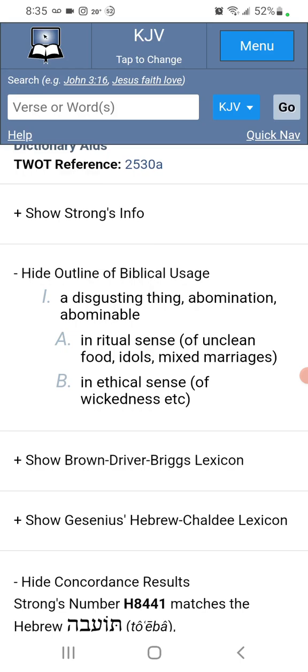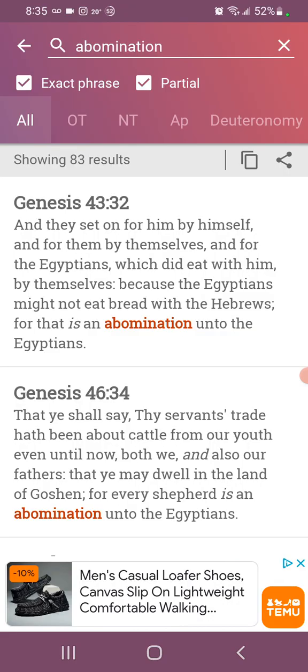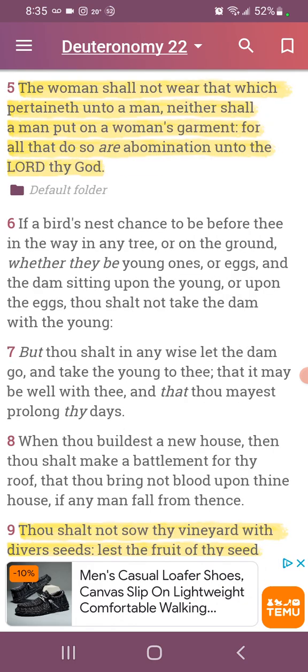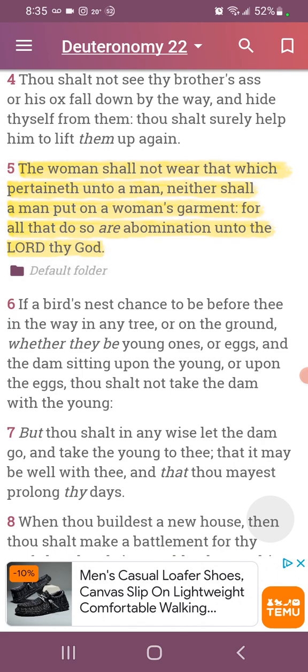So now let's get into the scriptures, right? We're going to get into Deuteronomy 22:5 and start right there. This is the book of Deuteronomy, chapter 22 and verse 5, and it reads: the woman shall not wear that which pertaineth unto a man, neither shall a man put on a woman's garment, for all that do so are an abomination unto the Lord thy God. So this is just saying that the Lord is disgusted at women dressing like men, men wearing women's dresses. You're not supposed to do it.